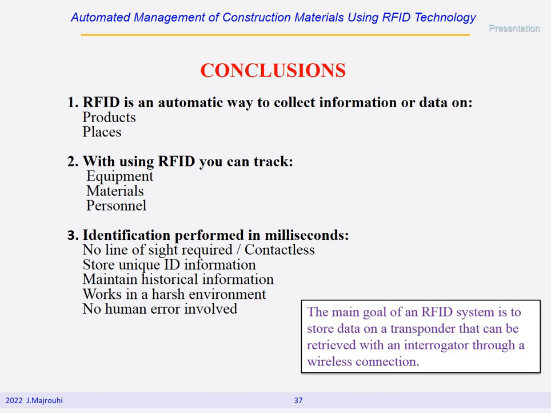We can conclude our discussion in 5 rows. RFID is an automatic way to collect information or data on products and places. With using RFID, you can track equipment, materials, and personnel. Identification performed in milliseconds. No line of sight required. Store unique ID information. Maintain historical information. Works in a harsh environment and no human error involved.